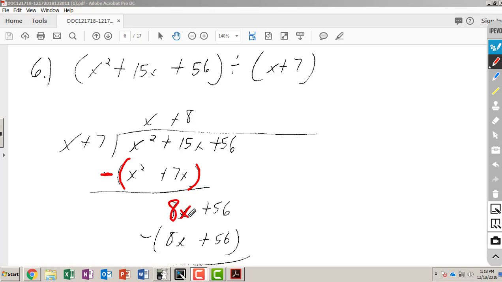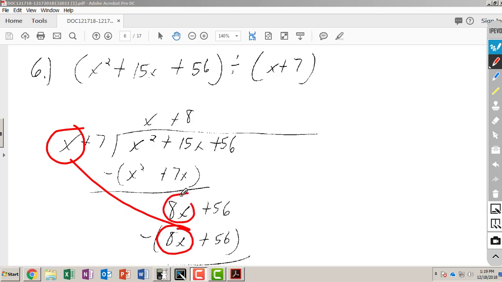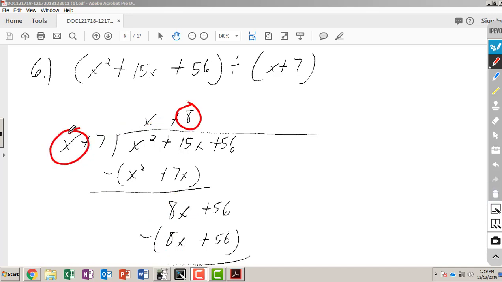Now I bring down my next term, which is plus 56, and I just repeat the process. I look at this term and ask myself, what times x is going to give me 8x? That answer is 8. So 8 times x gives me 8x, and 8 times 7 is 56. I put parentheses around it, and I subtract.